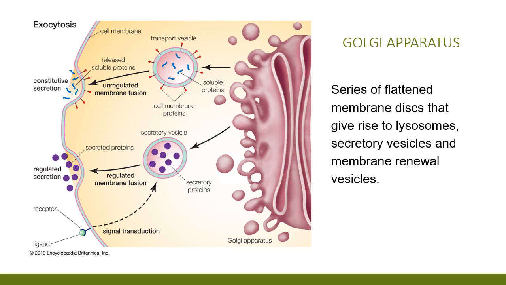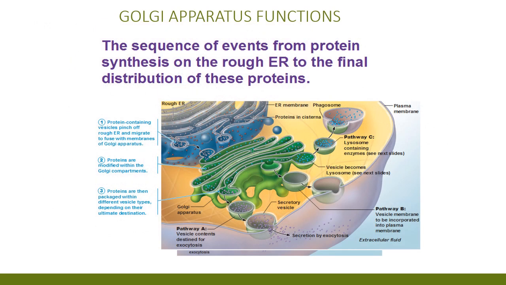And so here's another image of the relationship between the ER and the Golgi apparatus. You see number one showing a protein-containing vesicle pinching off the ER, which migrates and fuses with the Golgi apparatus. And then the proteins are modified within the Golgi compartments. And the proteins are then repackaged into different vesicle types depending on their ultimate destination.